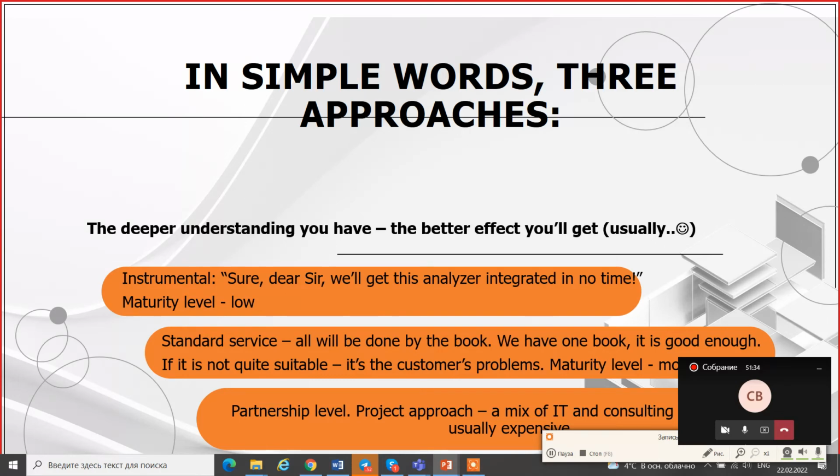And of course, partnership level. It's when you say, okay, the budget is what it is, we can find it. We need a special expert group, we need an element of consulting, we need a tailor-made solution. This is where the interesting things can begin.